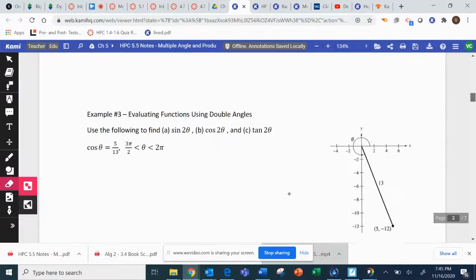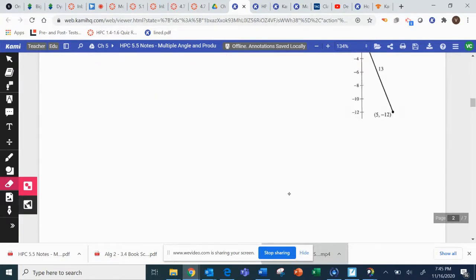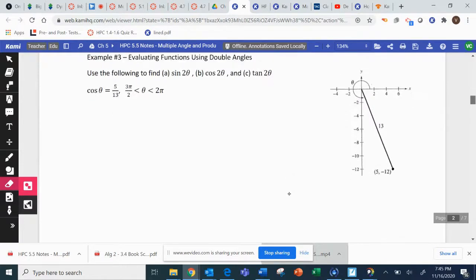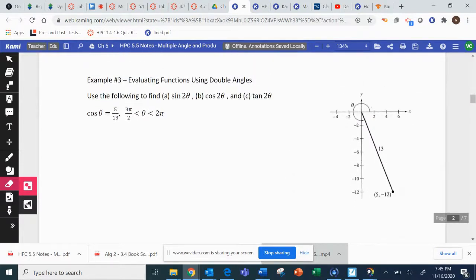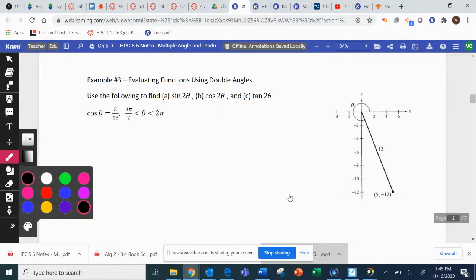Okay. Example 3. I'm sorry, guys, my throat is so tickly. It's not really my throat. It's whatever my chronic cough is.